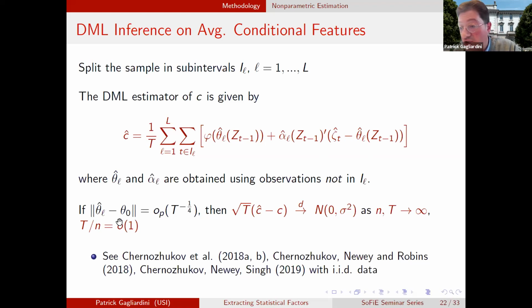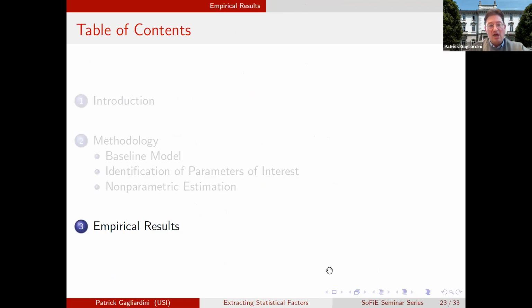And under some conditions, you can show that the estimator of this parameter, of this low dimensional feature, is asymptotically normal. And here I'm referring to the papers in the literature considering this type of results mostly in an IID framework, and in the paper we extend this to a time series framework.